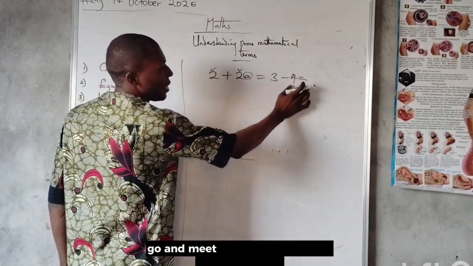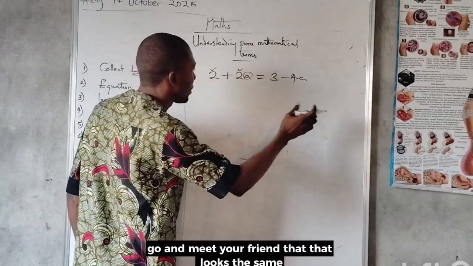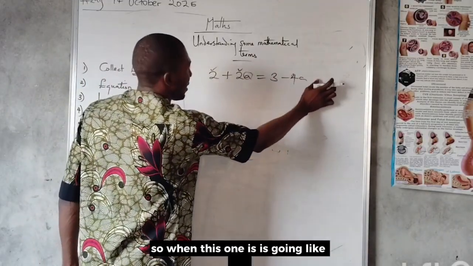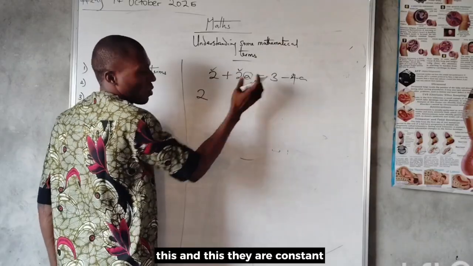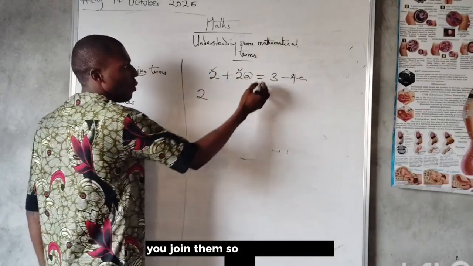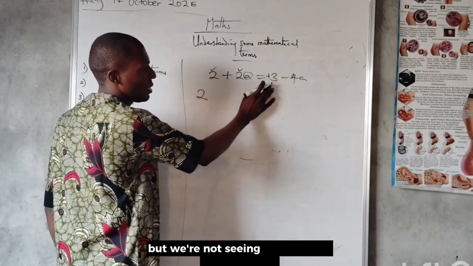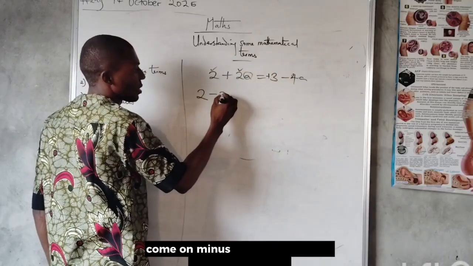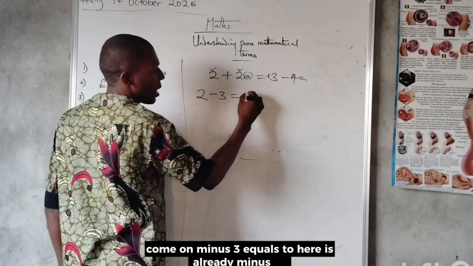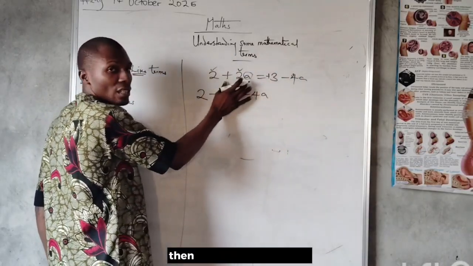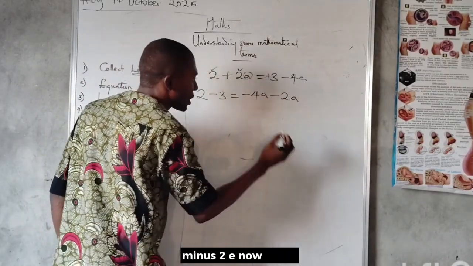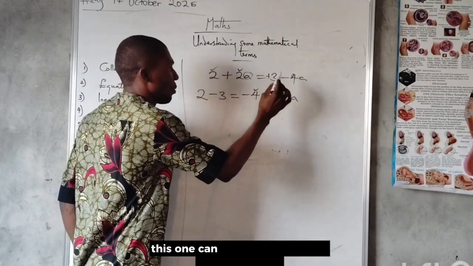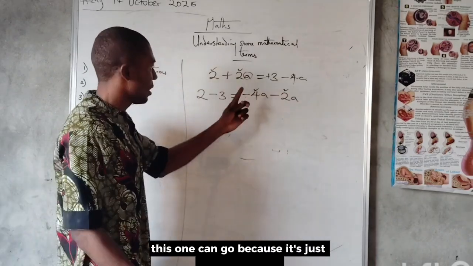Go and meet your friend that looks the same. So when this one is going like this, you will now say 2 and then bring this. This and this, they are constants. You join them. So here there's a plus, but we're not seeing it. When you come like this, you come with minus 3 equals, here is already minus 4a. Then here is plus 2a. When you come like this, you come with minus 2a.